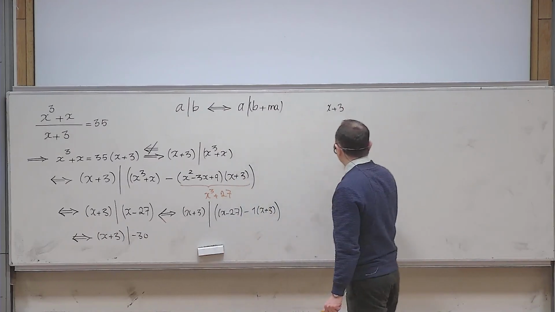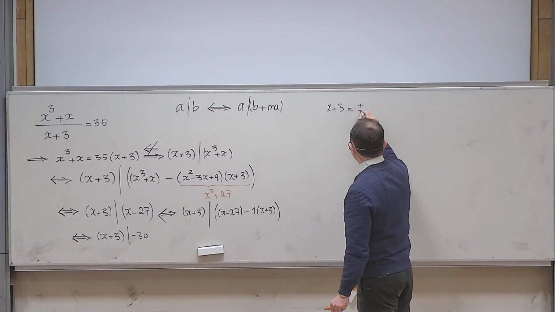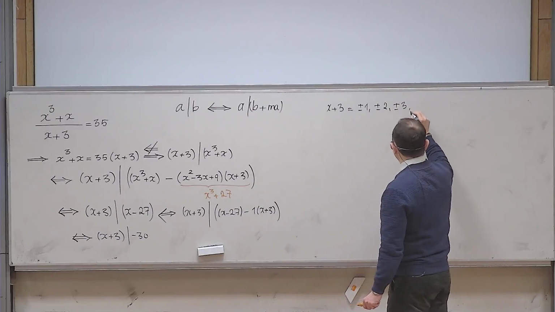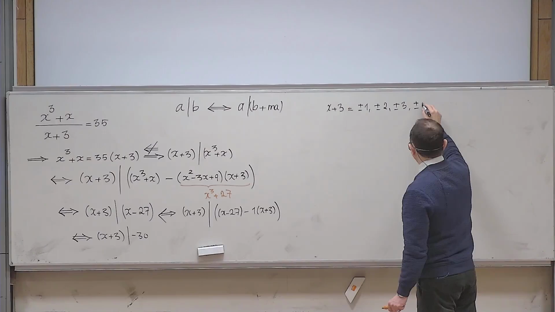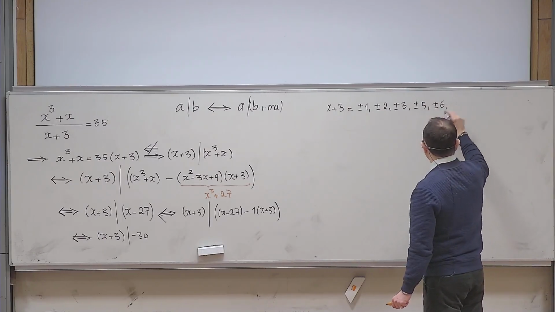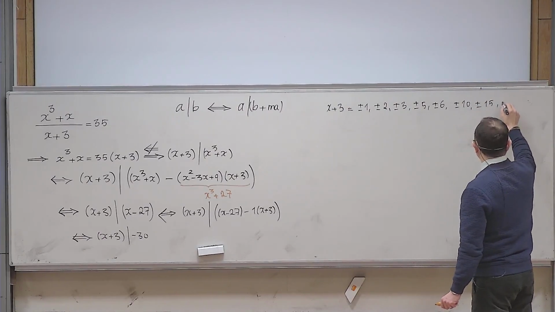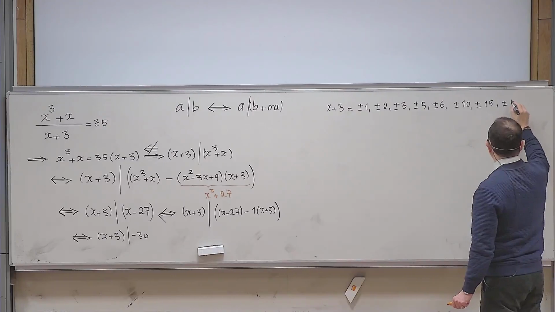minus 30. So how many numbers are there? Plus or minus 1, plus or minus 2, plus or minus 3, plus or minus 5, plus or minus 6, plus or minus 10, plus or minus 15, and finally plus or minus 30.